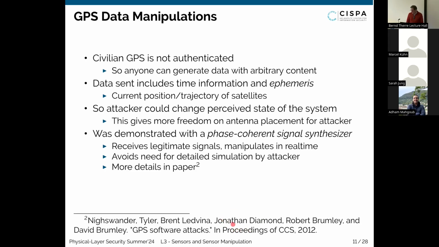Yes, and I actually don't know what the current state of the art in commercial GPS receivers is. Maybe they started making some sanity checks there, but back then there was nothing.